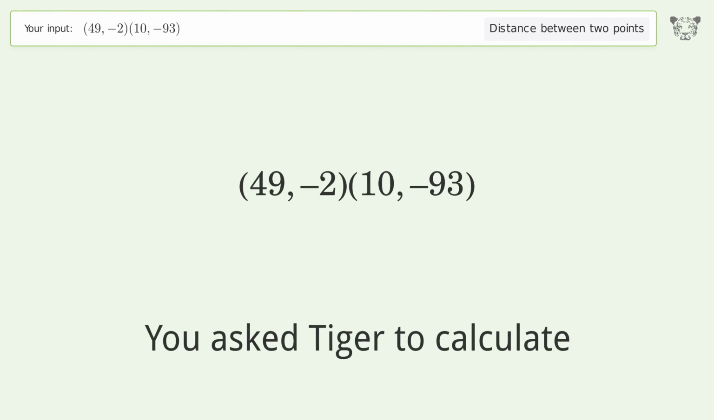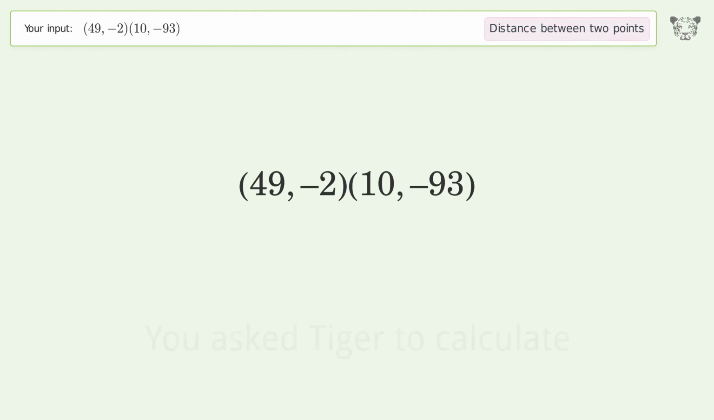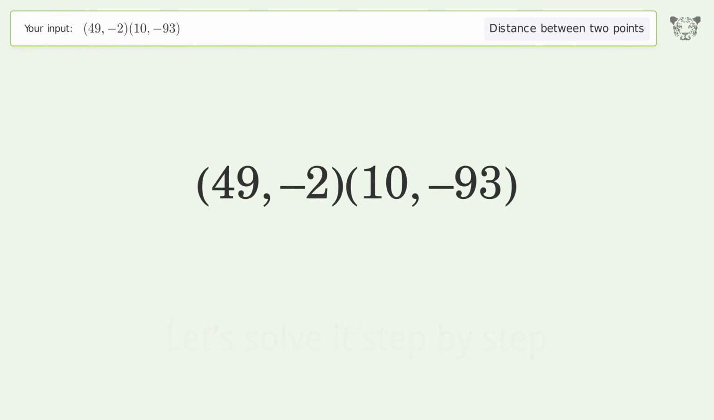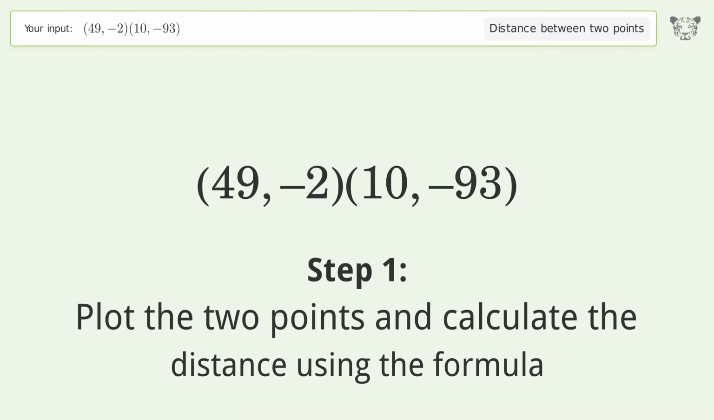You ask Tiger to calculate. This deals with the distance between 2 points. The distance between the 2 points is the square root of 9,802, or 99.005. Let's solve it step by step. Plot the 2 points and calculate the distance using the formula.